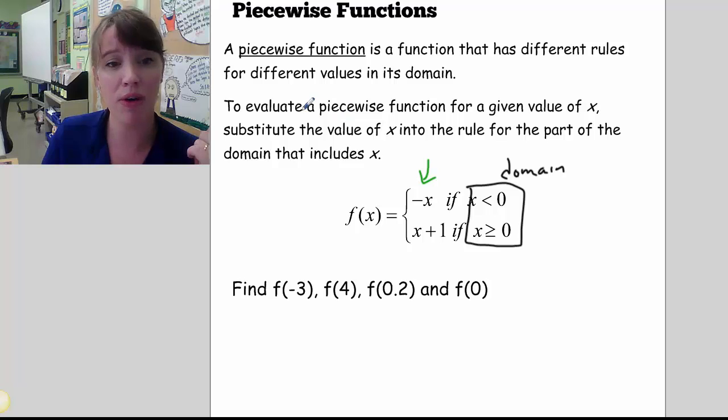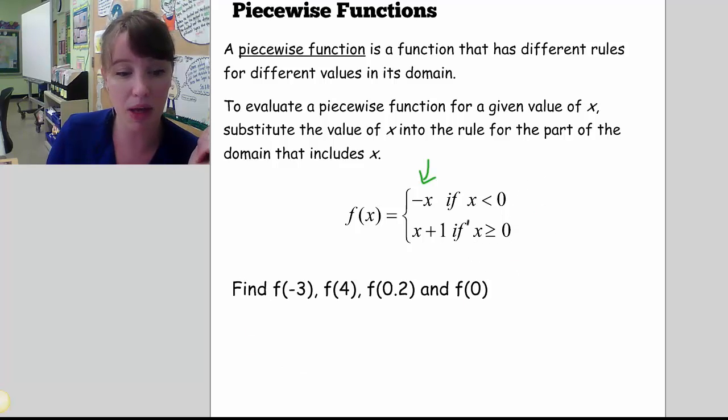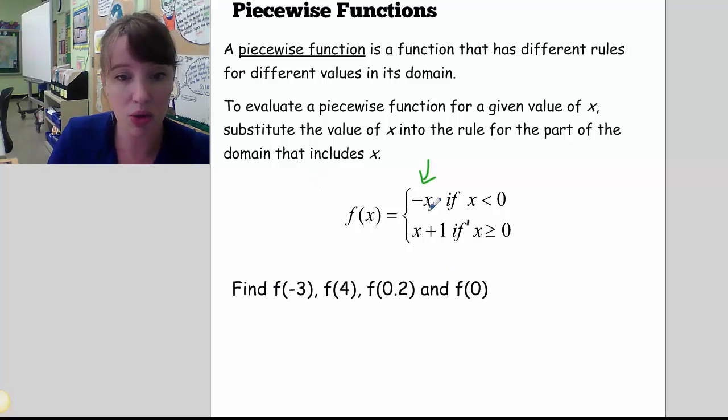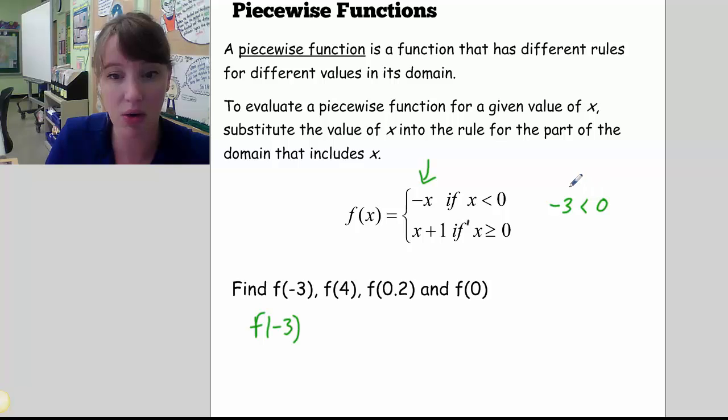Now, to evaluate a piecewise function for a given value of x, when you're substituting this in, you want to determine which rule applies. You want to figure out which of the parts of the domain it applies to. If we're looking at the piecewise function here, and we're trying to determine f of negative 3 and then separately f of 4 and all the rest of the values, you determine which of the domain parts it's in. So f of negative 3: negative 3 is less than 0, so we're going to be using the top rule.